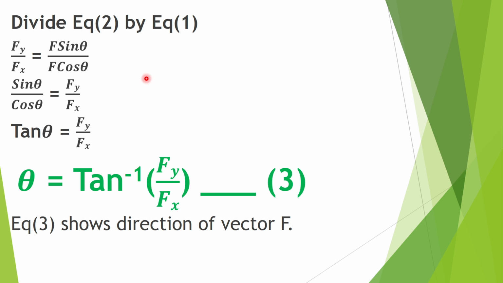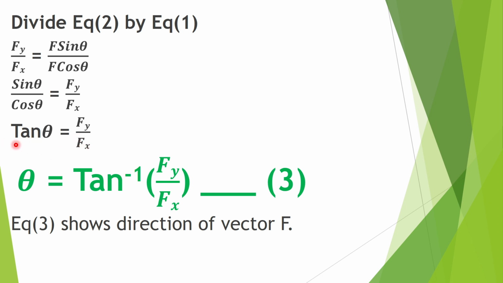Now divide equation 2 by equation 1. So this is your equation 2, Fy equal to F sine theta, and this is your equation 1, Fx equal to F cos theta. Now this F will cancel this, so the remaining term is sine theta over cos theta equal to Fy over Fx. As I told earlier, sine theta over cos theta equal to tan theta. So tan theta equal to Fy divided by Fx.